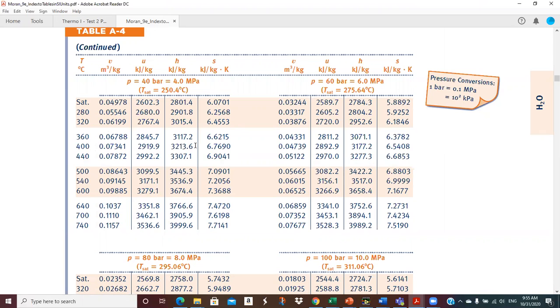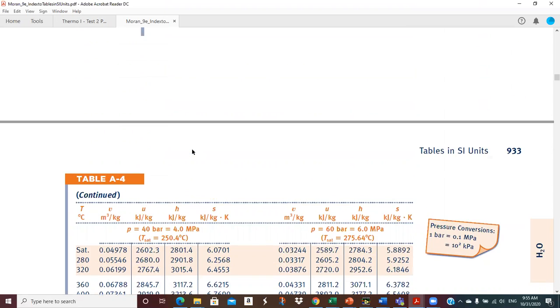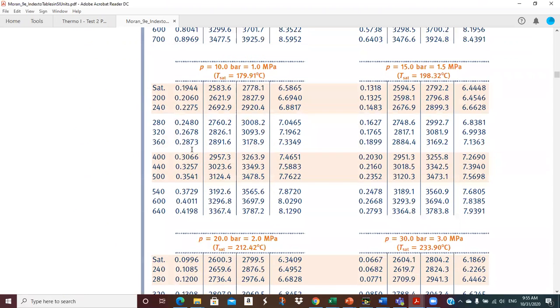Then I have to take this enthalpy to the 1 MPa tables, 3213.6 at 1 MPa. So 3213, I'm in between 360 and 400 in terms of temperature. So I have to take this enthalpy, my 3213 enthalpy, and this enthalpy, and interpolate here, and then apply that interpolation to specific volume over here.